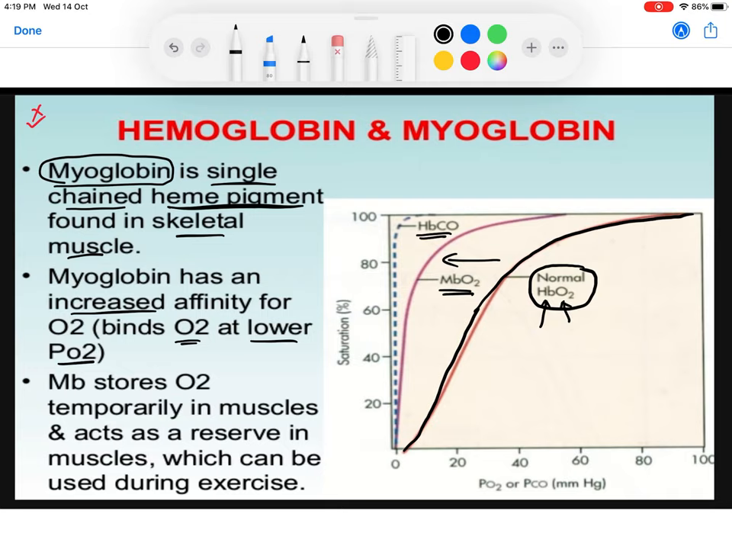If I talk about carbon monoxide, its affinity is comparatively very huge compared to oxygen. That is why its curve, which is the broken line, is given as very high affinity. So when there is competition between carbon monoxide and carbon dioxide, carbon monoxide's affinity towards conjugation with hemoglobin is very high. In that case, carbon monoxide wins the race.